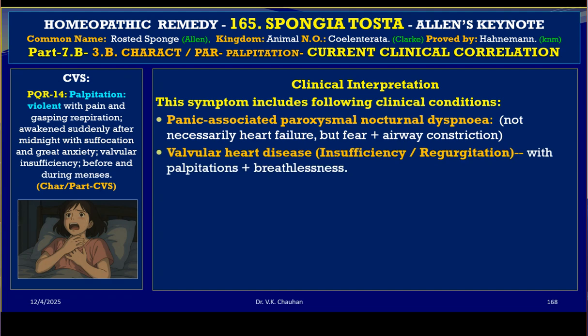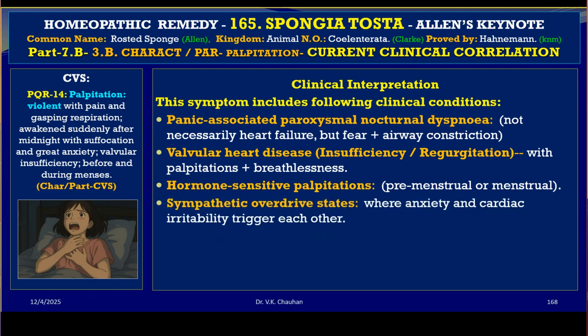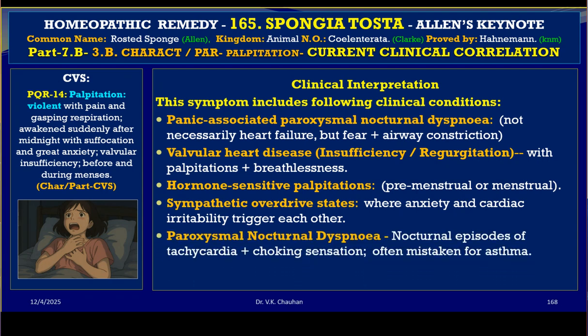Valvular heart disease, of course, is very clearly spelled out by the author itself, and hormonal sensitive palpitation in the premenstrual phase is characteristic, and in the sympathetic overload state the anxiety and cardiac irritability interrelate, they irritate each other. Both of them are very commonly associated at one particular given time. Then paroxysmal nocturnal dyspnea is an episode of tachycardia, choking sensation, which is often mistaken for asthma.